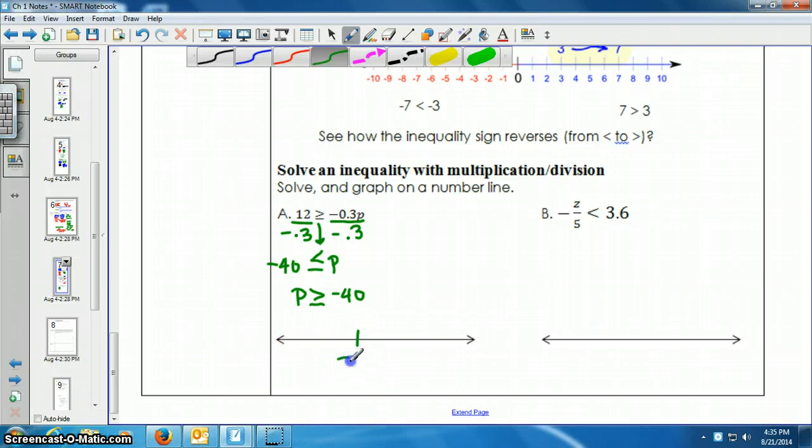So to graph that, we would be at negative 40. The line underneath there is going to give us a closed circle. And since p is greater, and it's also pointing towards the right, greater goes to the right. And see how it's pointing, the little point is on the right side. Try that next one on your own. Remember that when you multiply by a negative on both sides, switch that sign.